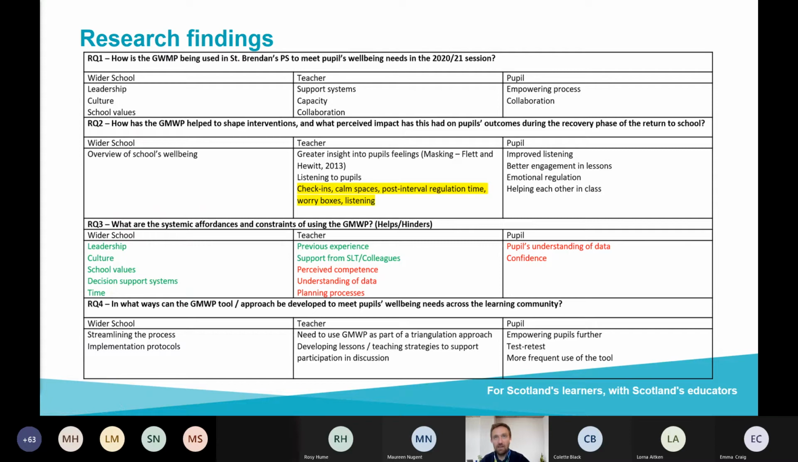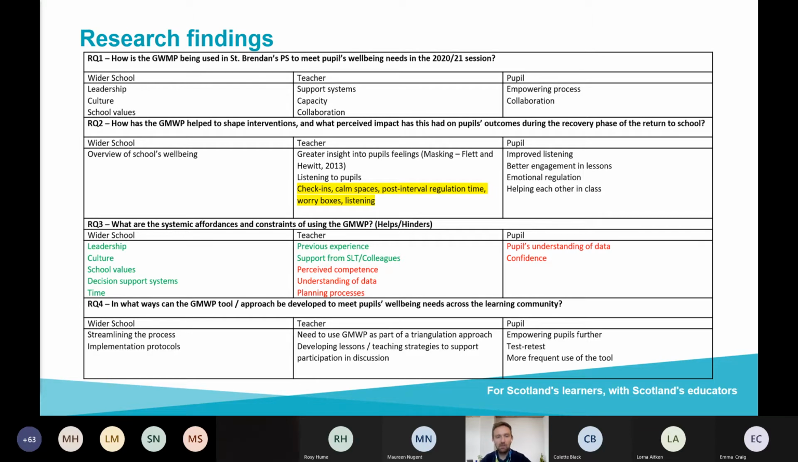So, some initial findings. Again, there are still findings to be written up for the latter part of the session, but the initial findings from August to December highlighted a few things. What was very evident in research question 1, how is the GMWP being used? Well, it was very much as we thought, led by Maureen and her leadership team. The GMWP process, highlighted through teacher and pupil focus groups, was being used in a really empowering way, where pupils were given access to their own data as a class, and were engaged in really deep and meaningful conversations about what their well-being looks like, and how they can, as a group with a teacher, plan to improve their well-being.